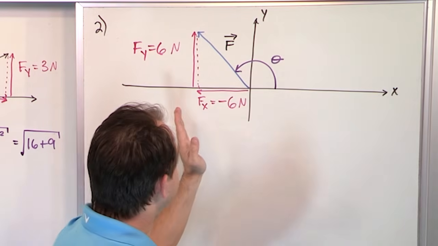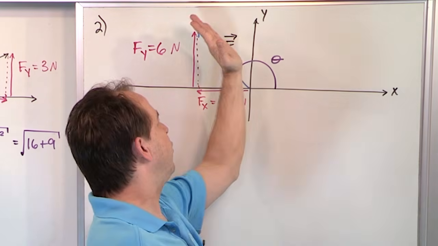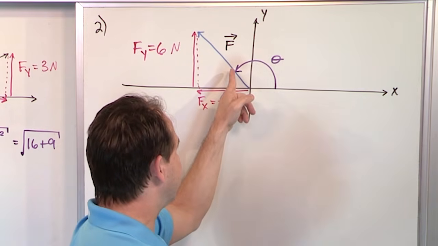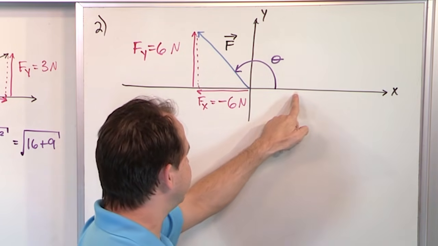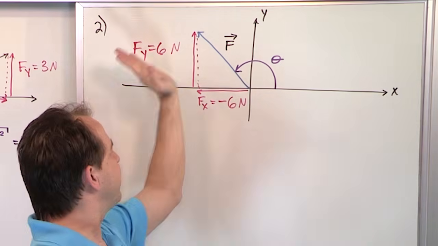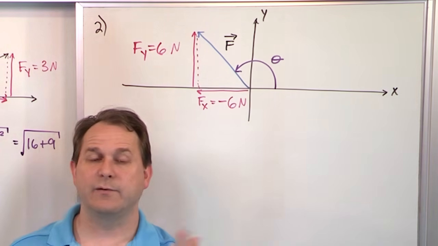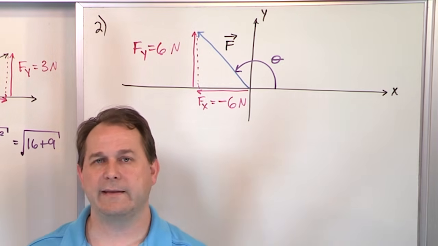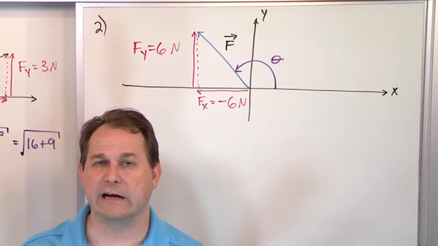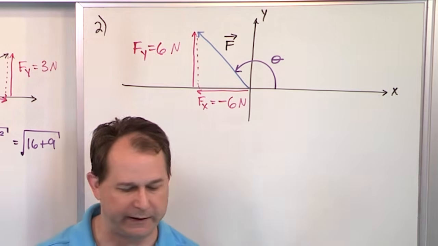Here, exactly the same thing. The only difference is the vector's pointed way over here. So the angle is much, much bigger. Notice it's still measured from the positive x-axis. And because it's over here, it has a negative x component and it has a positive y component. So the x and y components govern which way the thing's pointing, just like any kind of point that you plot on an xy plane.